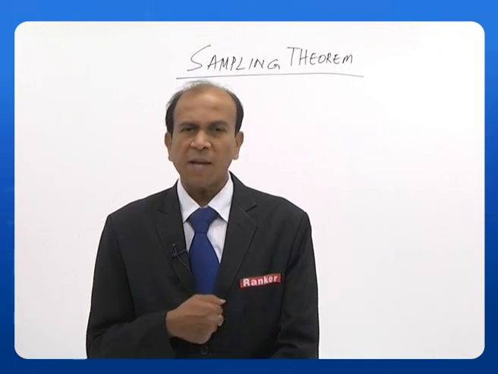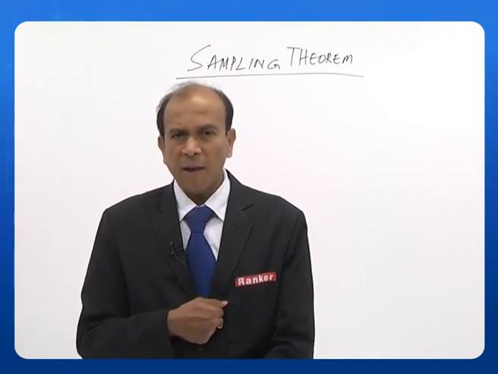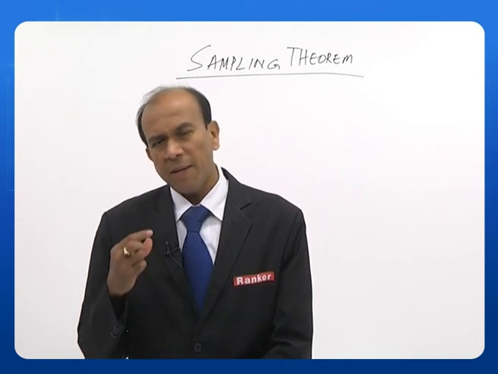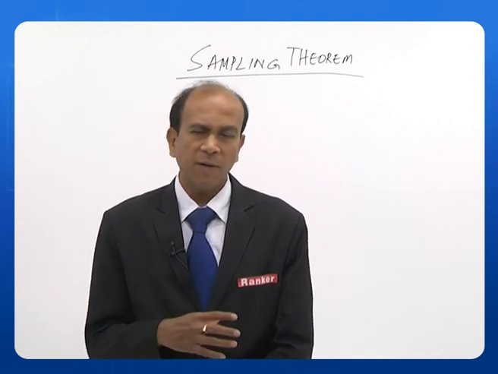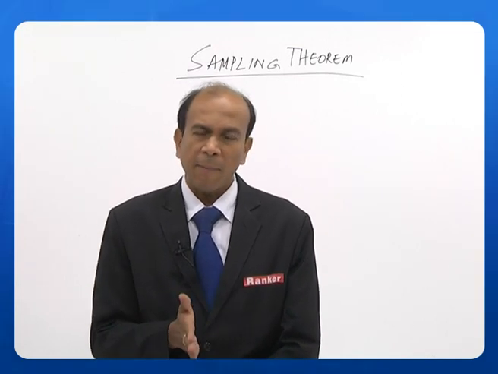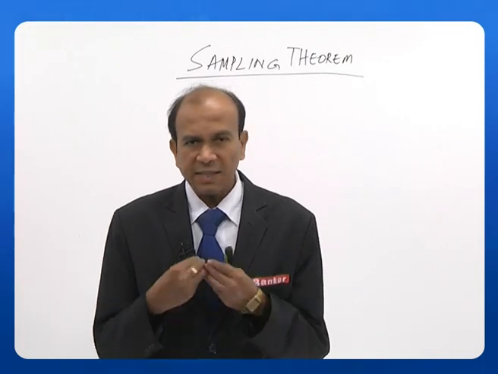Then how do you achieve sampling? Sampling is achieved by the product of x of t, that is the original signal, with the delta Ts of t. So, these two are combined together, and this will give me y of t. So, y of t is nothing but x of t multiplied by delta Ts of t. Let us see this on the board.